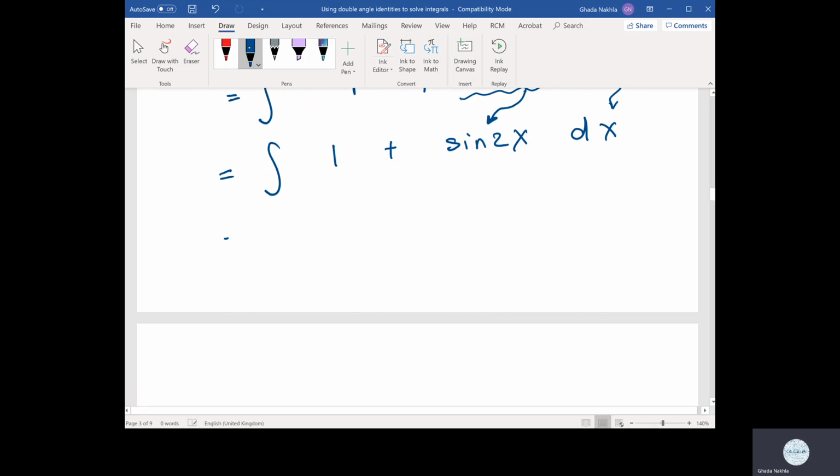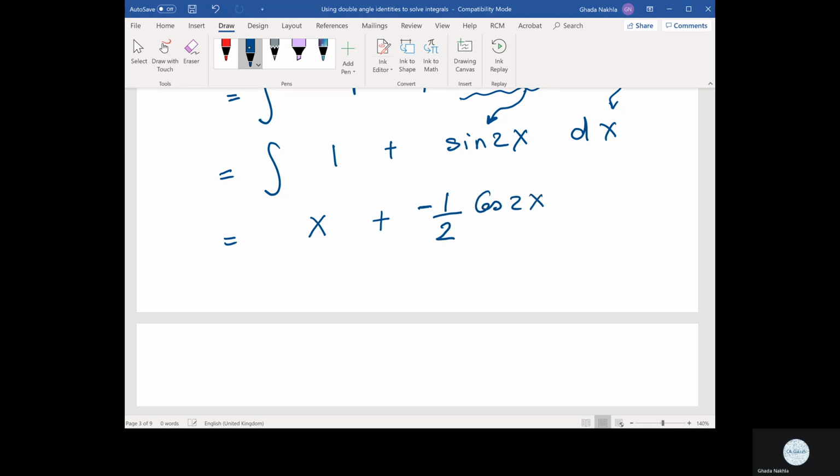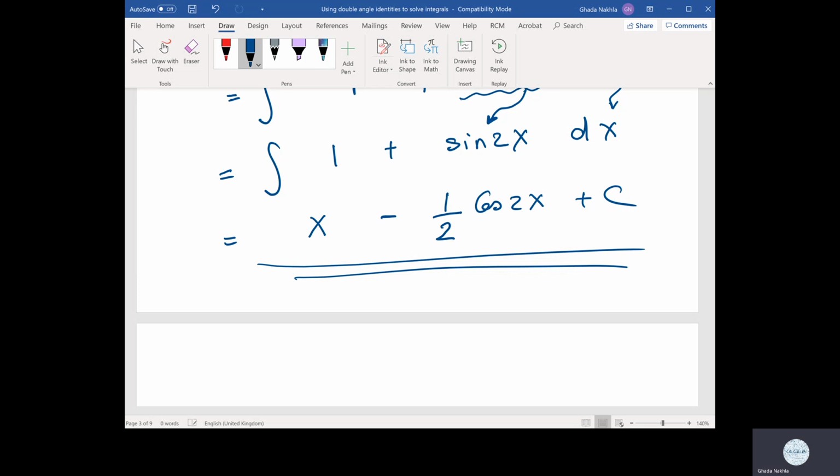Now I can integrate straightforward. So 1 will integrate into x plus sine will integrate into minus cos. And because there is a k, I'm going to go minus 1 over k, k is 2, cos 2x plus c. And I can rewrite it and take this plus away and put the minus sign here. And that would be my answer. So sine kx integrates into minus 1 over k cos kx.